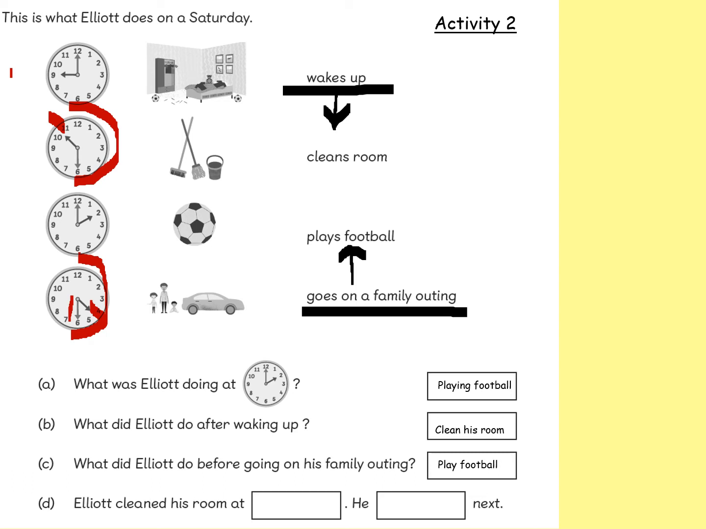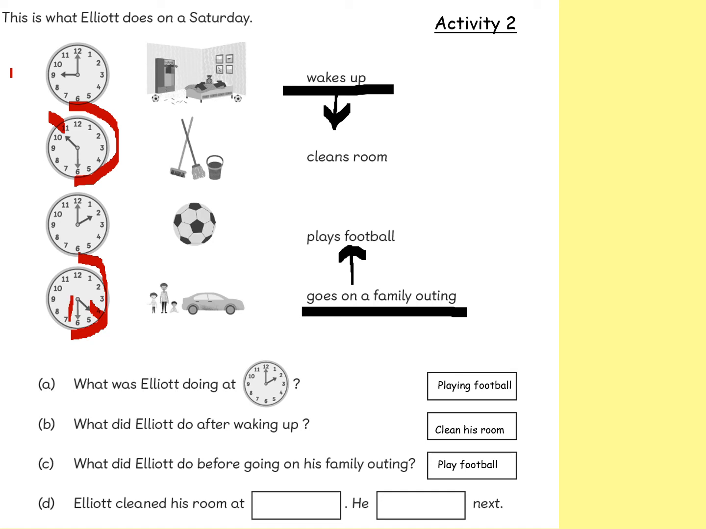Elliot cleaned his room at... Okay, let's see if we can find the picture of him cleaning his room. And let's look at the clock. Now we know that the big, long minute hand is on the 6. That means it's gone half the way around the clock. So it must be half past. Oh, 10.